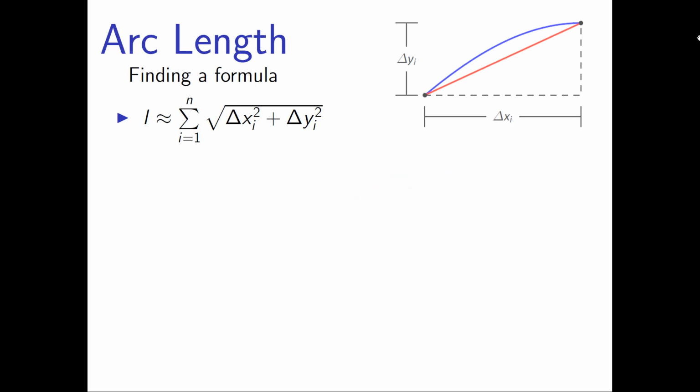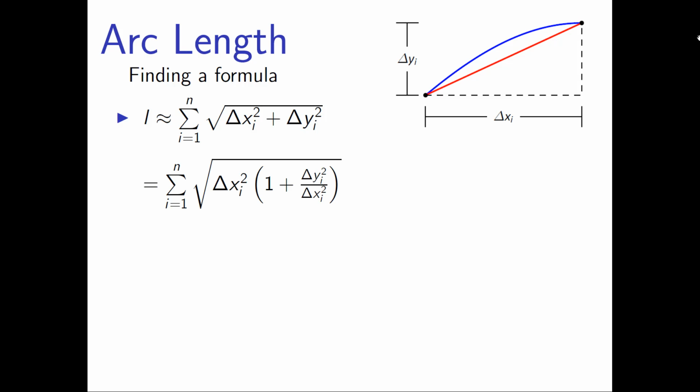Okay, so let's find a formula. We'll just put the diagram in here to help us see a little bit what we're doing. And say, because we're using the Pythagorean theorem, we have the square root of delta xi squared plus delta yi squared. That's going to give an approximation for the length of the arc, the curve.